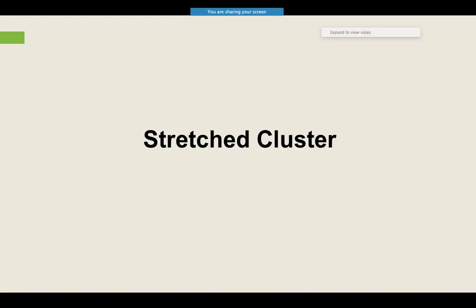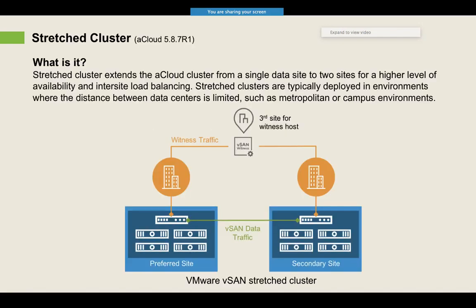Now let's take a look at stretched cluster and GPU support from a deeper perspective. First is stretched cluster. This is a feature we implemented on aCloud 5.807 R1, so it's more infrastructure focused. It's not a feature that is implemented on ACMP.